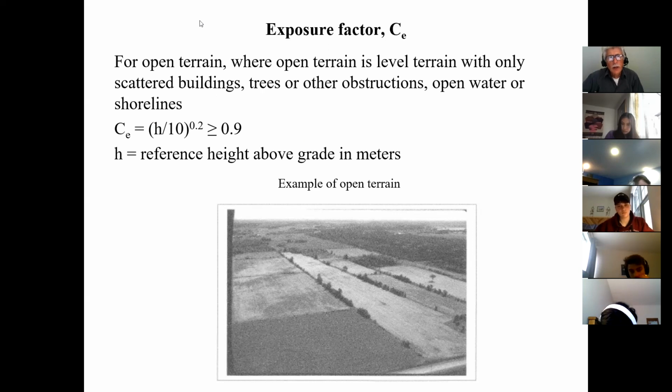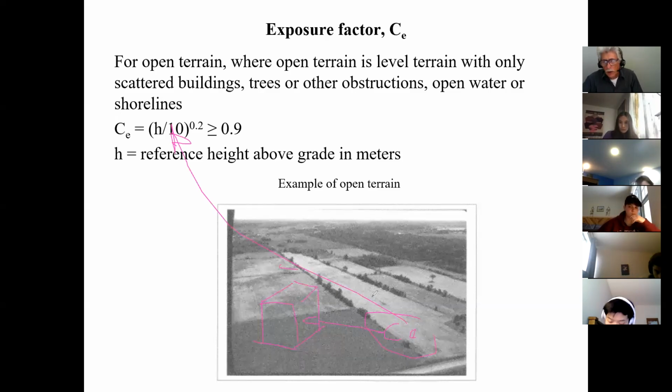So if all of a sudden I decide to put my little building out here, that's where I want to put up my building. If I wanted to calculate the winds on this building, my CE factor would be based on this equation here. This gives you an idea of what open terrain means. There are a few scattered trees here, and there's nothing really obstructing the wind from slowing down. That's why that's open terrain.